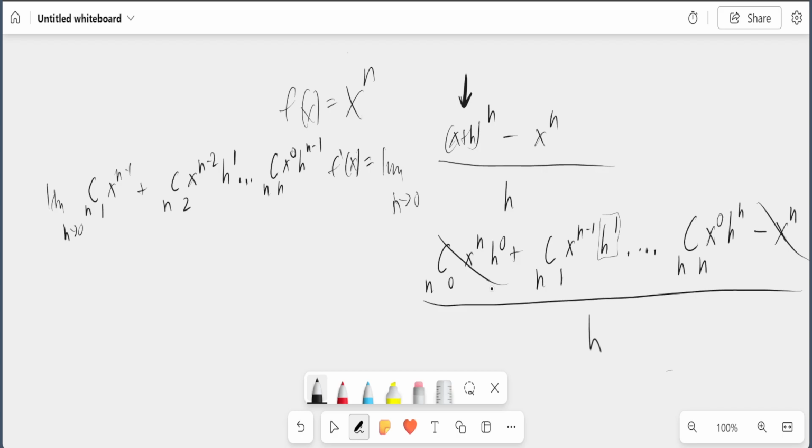What's the limit of that as h goes to 0? And x to the n minus 1. Yeah, because all these terms drop out because they have an h in them, so it's just n choose 1, which is n, so that's n x to the n minus 1. So that's f prime of x. So that's that derivation.